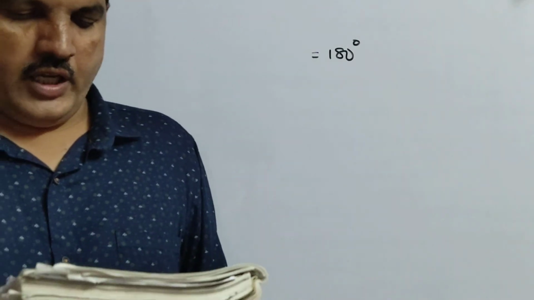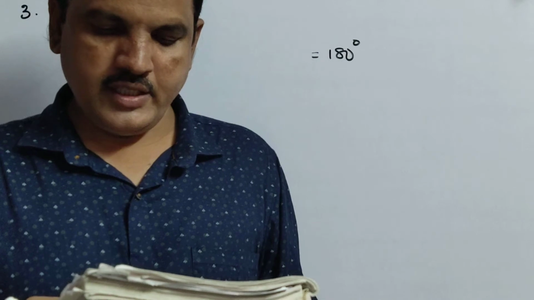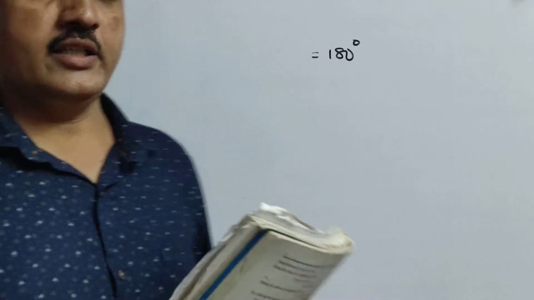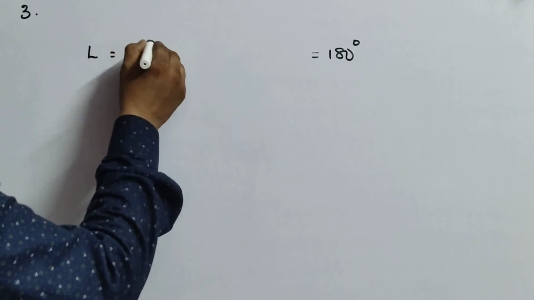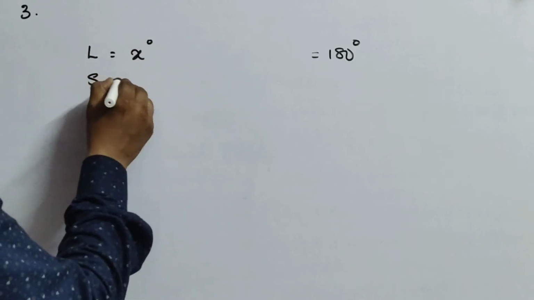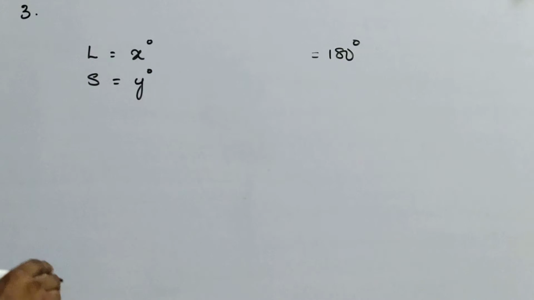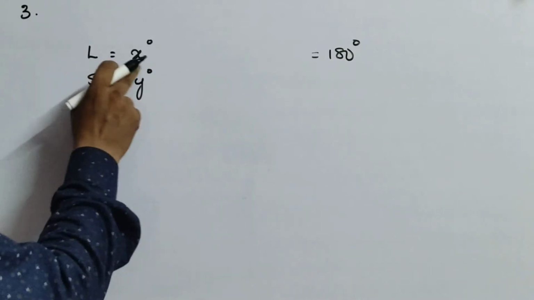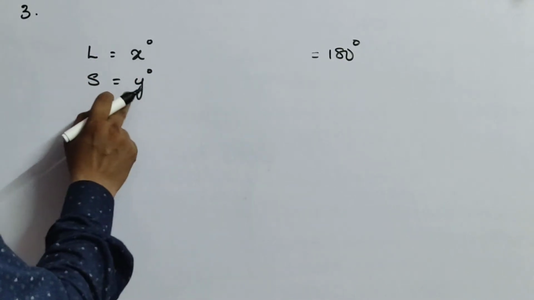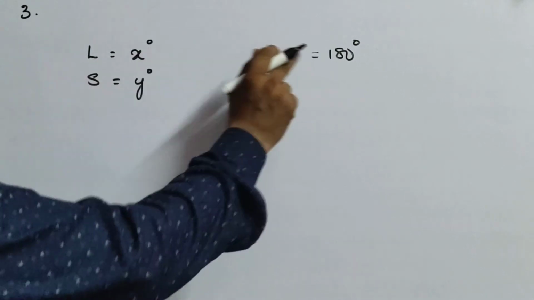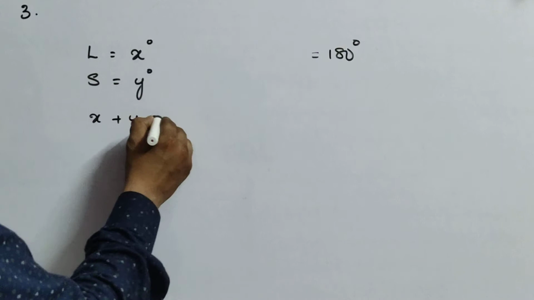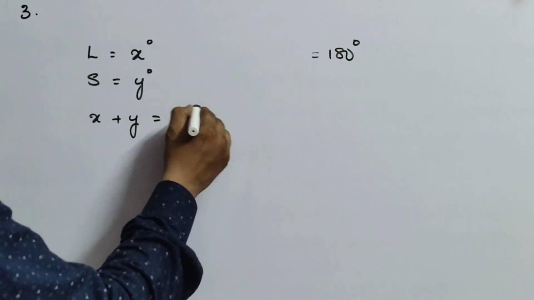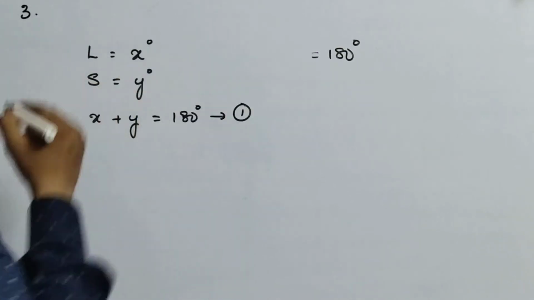The larger of two supplementary angles exceeds the smaller by 18 degrees. So take the larger angle as x degrees and the smaller angle as y degrees. As we know that the sum of two angles, that means x plus y equals 180 degrees. So this is the first equation.